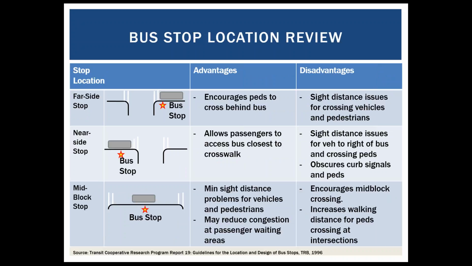The other thing we'll talk about today, and these again are things we've talked about in the previous course, is placement of stops. Far side refers to the bus stop on the far side of an intersection. Near side is on the near side of an intersection, and mid-block, of course, is between intersections. There are advantages and disadvantages to each that are listed.